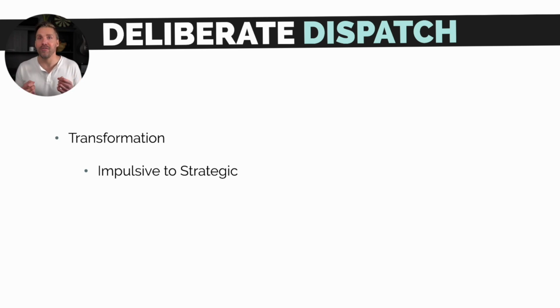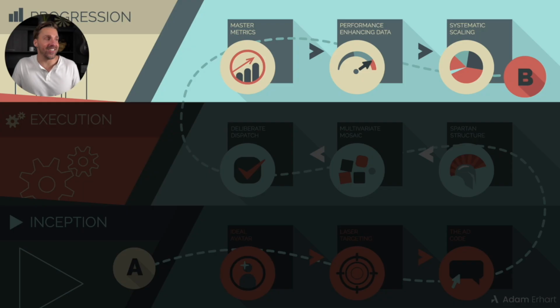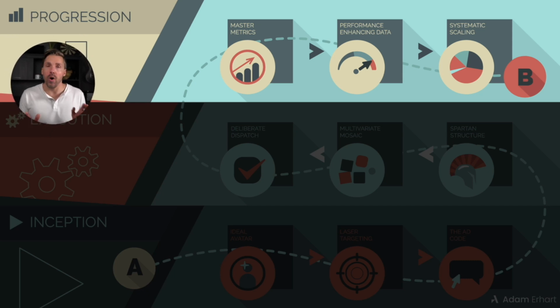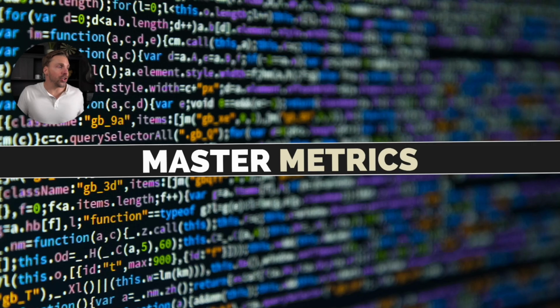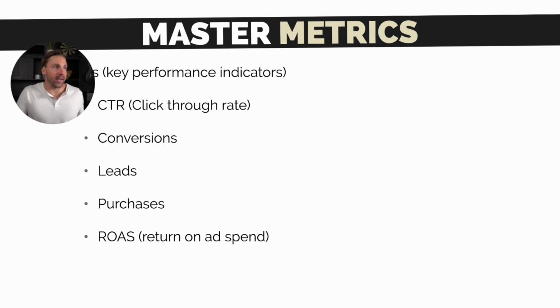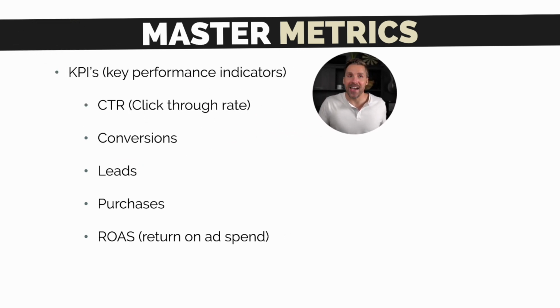We're going to try and remove as much emotion from the decision as possible. All right, now we can move on to our third and final stage, where we're going to go through our metrics, our performance enhancing data, and talk about how to scale these puppies up. So with that said, let's start with master metrics.